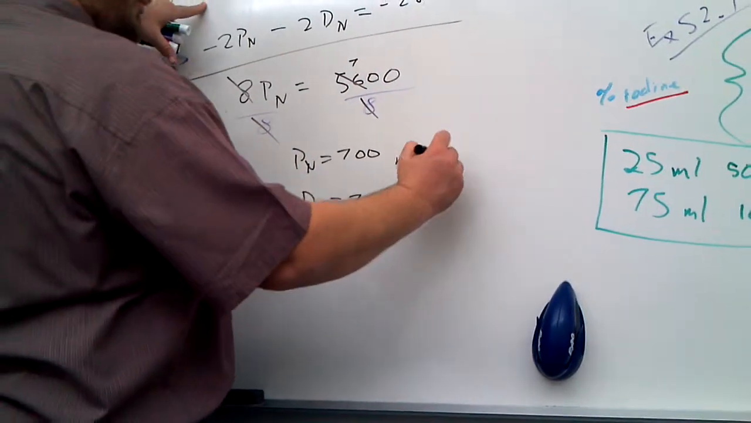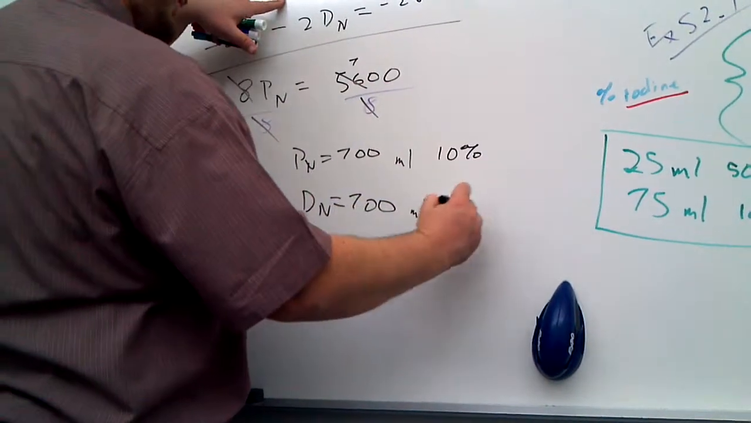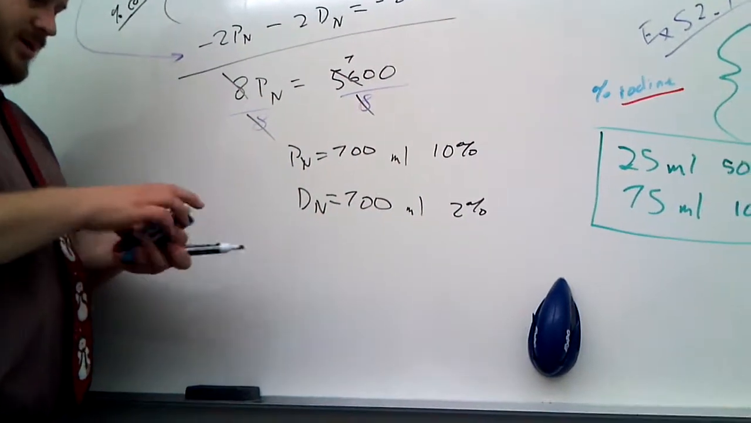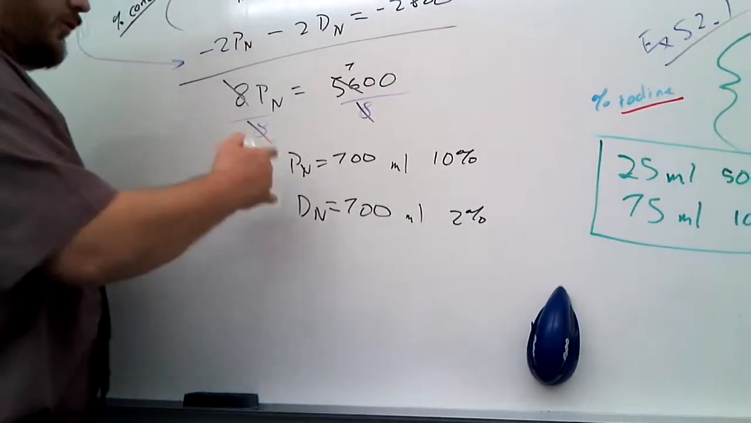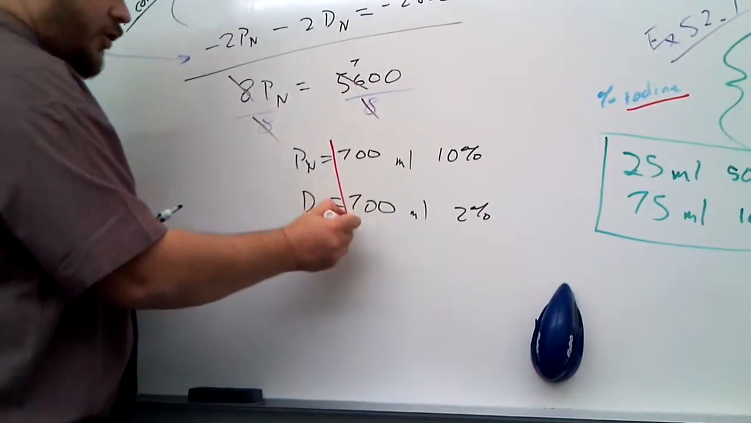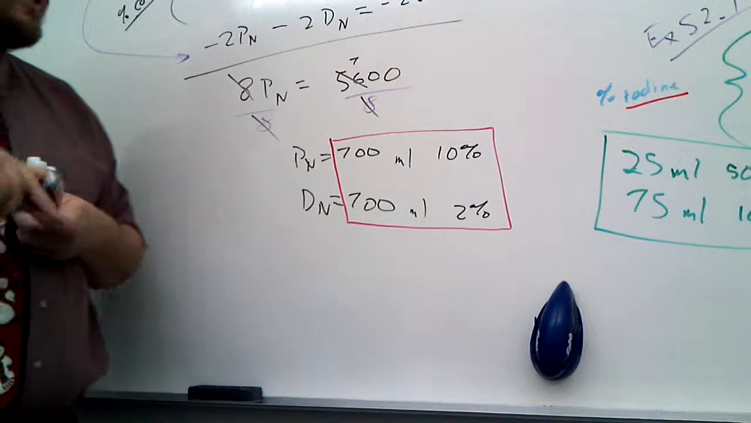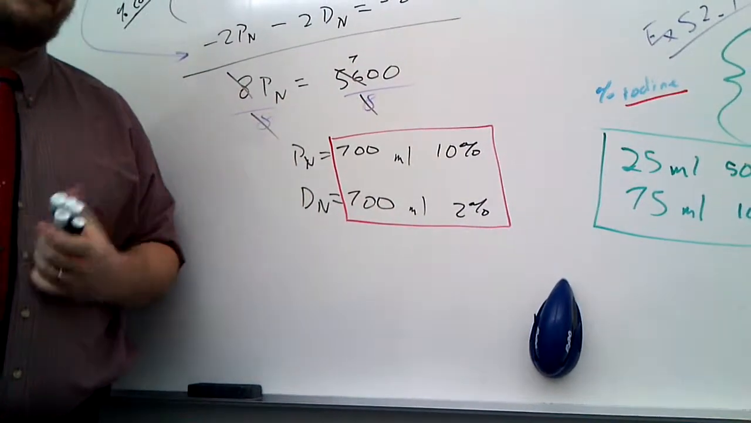One of them was 10% and the other one was 2%. So for your answer, I don't care about your variables. I need to know how much of which concentration. So that will be your answer for that one.